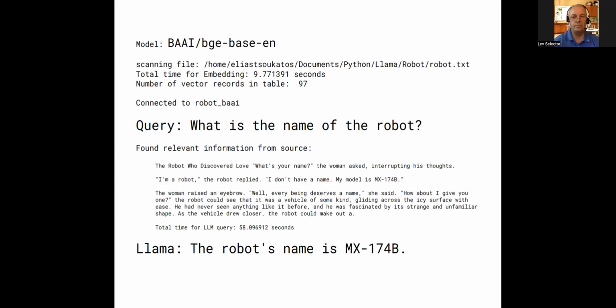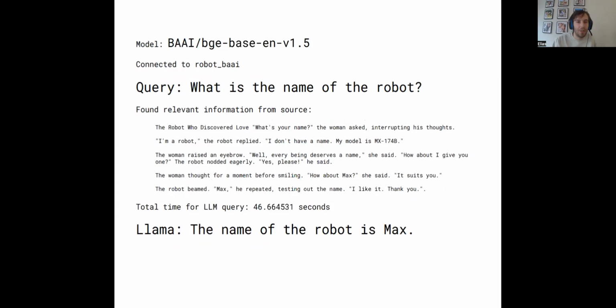So that's why. So retrieval from the database, the similarity search itself, didn't return the Max. Yes, but the similarity search with one model to the other, apparently it did return the Max, because the name of the model was MX174B and it had MX. So in the story, the woman said, well, if your name is MX, I'll call you Max.